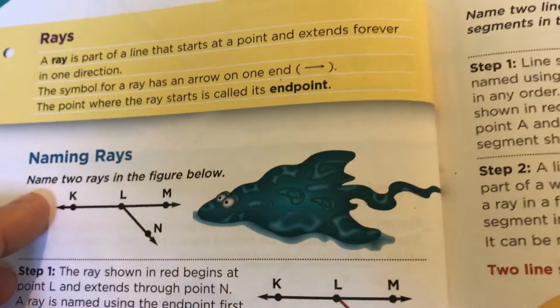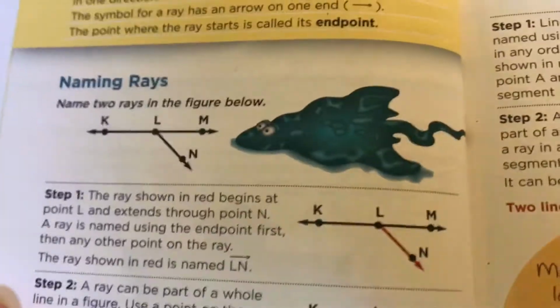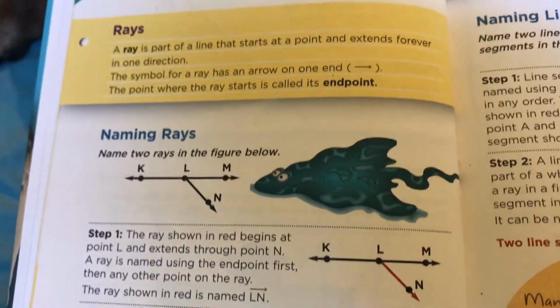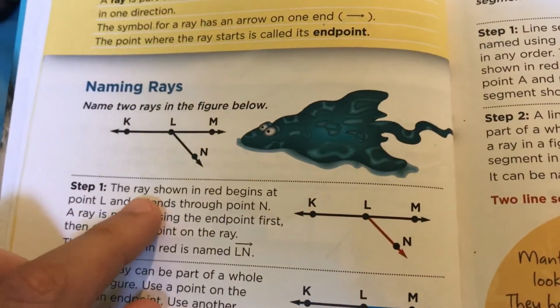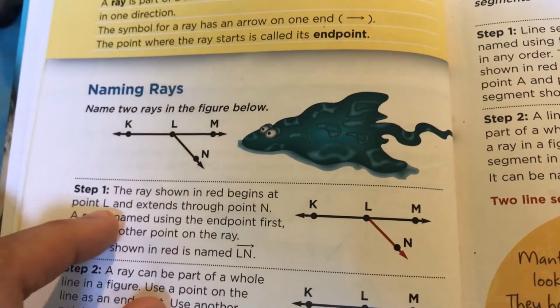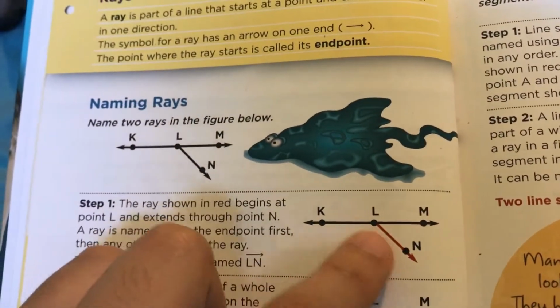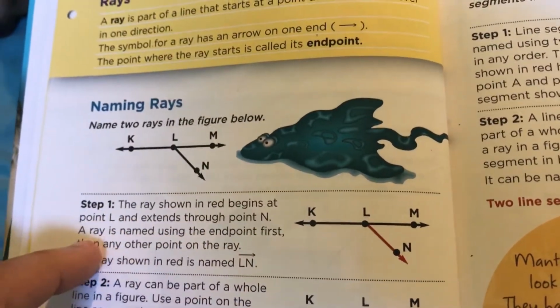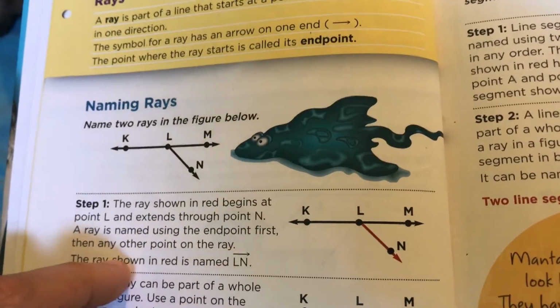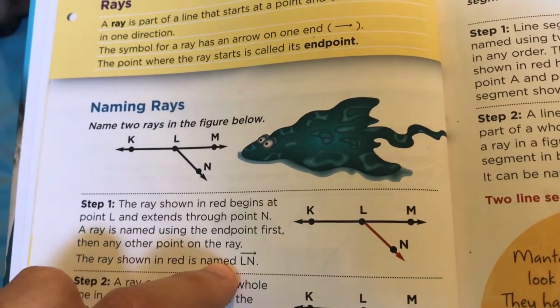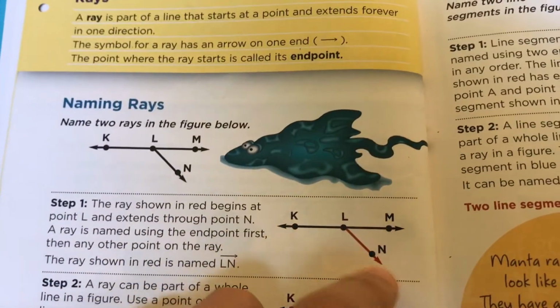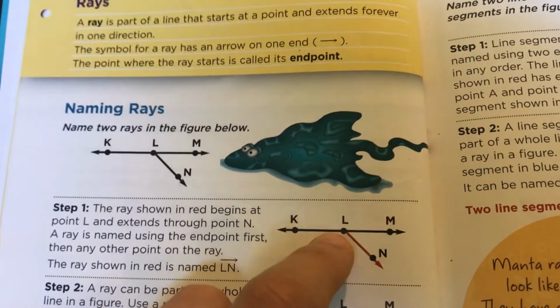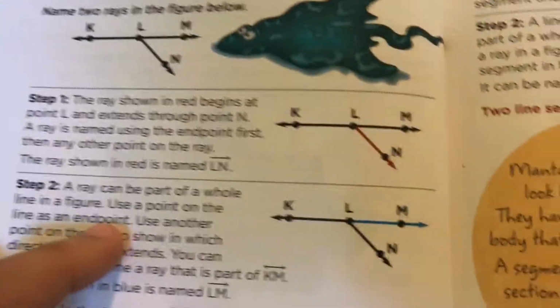Naming rays. Name 2 rays in the figure below. Step 1. The ray shown in red begins at point L and extends through point N. A ray is named using the endpoint first, then any other point on the ray. The ray shown in red is named LN. The endpoint first.